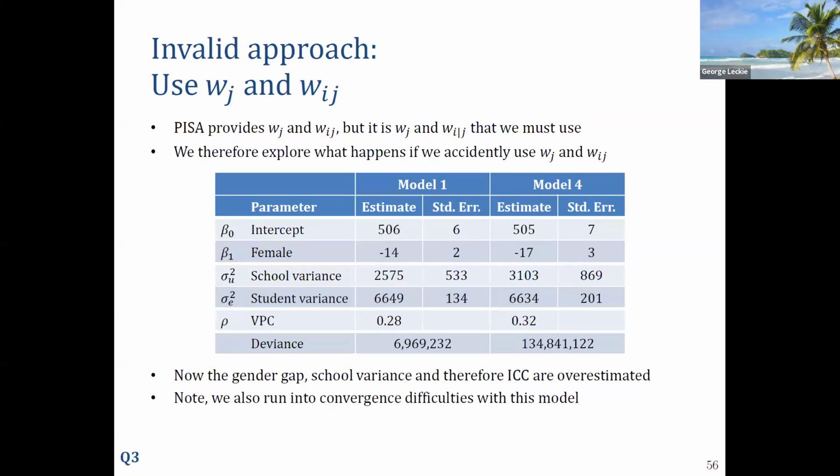And that's been model 4. So now my gender gap's up to 17. And my school variance is really high, and the VPC has gone up to 0.32. The things are sliding around a lot. Weights matter, and how you treat the weights matters. Some of these approaches are just wrong.